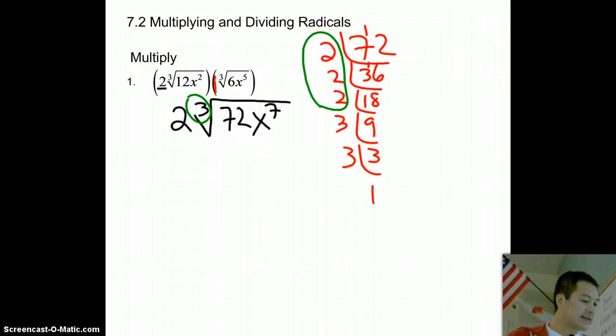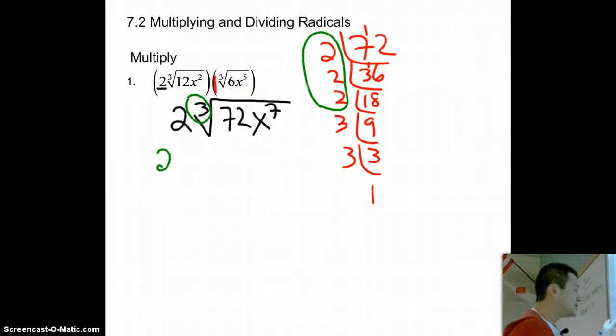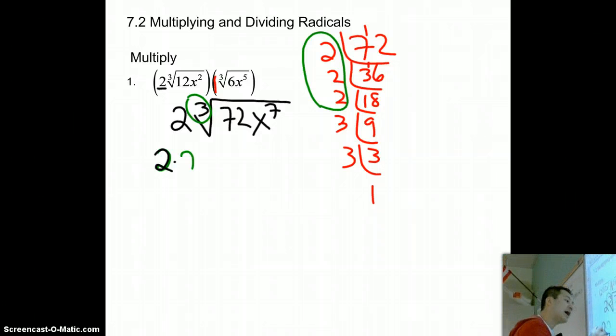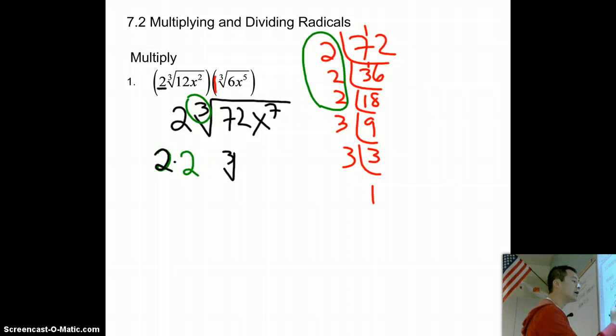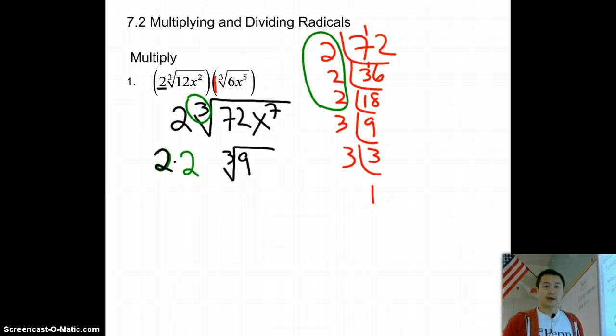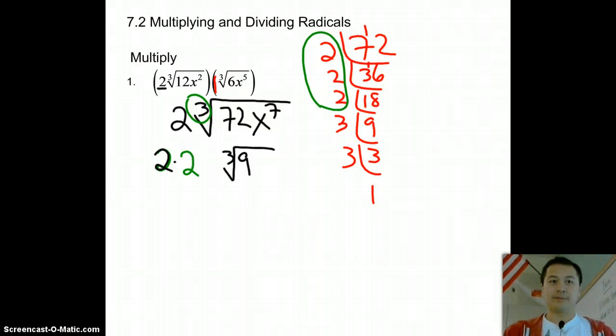So take a look. Watch me take that outside. My 2's still out there, my original 2, and now I take that green 2 outside, and then what's left over? The leftover is the cube root of 3 times 3, which is 9. How do you guys feel so far? Good? Now we have to do the x's.